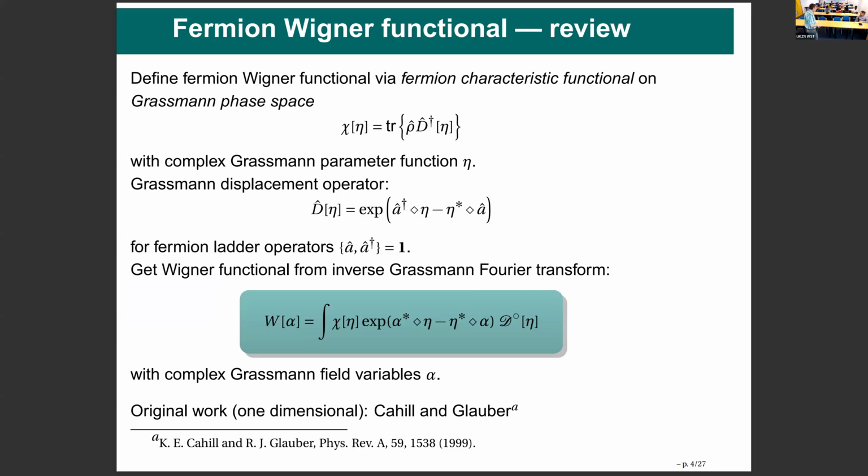So that was the bosonic story. Now we move to fermions. So how do you do the thing with fermions? Well, you can do the same. I showed you the two methods of calculating the Wigner functional. Now we want to do a fermionic Wigner functional, and it's going to live on a Grassmann phase space.